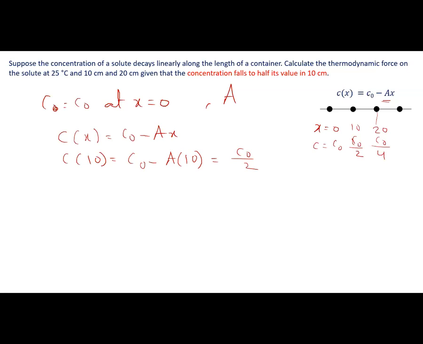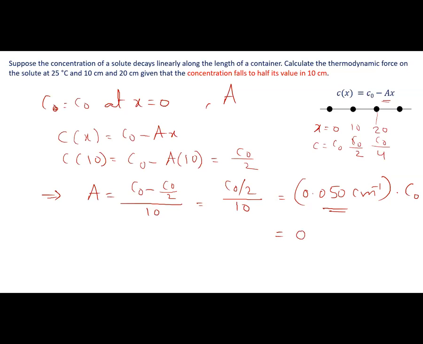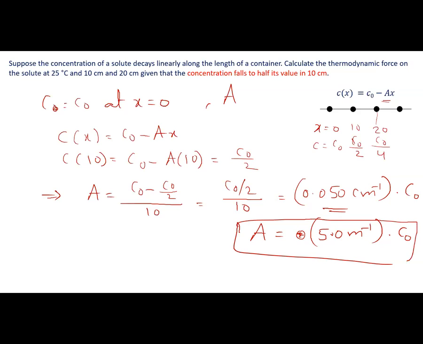If you try to rearrange this and bring the A to the left hand side of the equation, then it becomes C naught minus C naught over 2 divided by 10 centimeters, which is C naught over 2 over 10, which is equal to 0.050 centimeter inverse times C naught. We can always convert this into meters, which becomes 5.0 per meter times C naught. So now we have deduced a value for the constant A in terms of the initial concentration C naught.